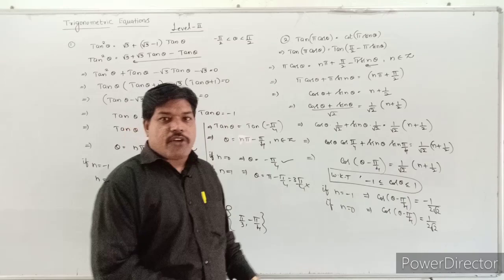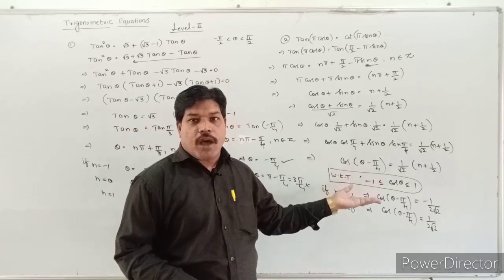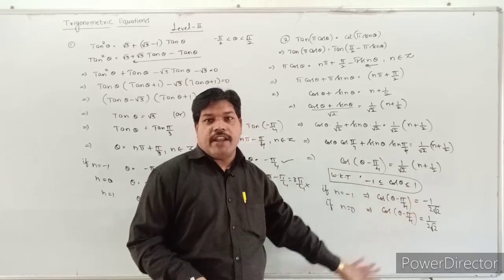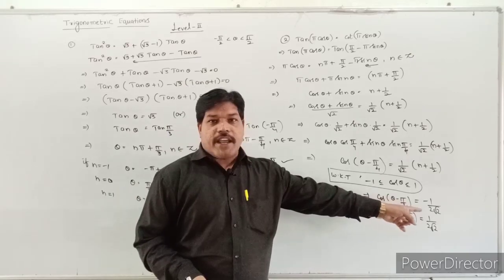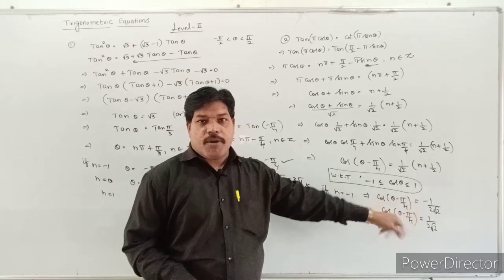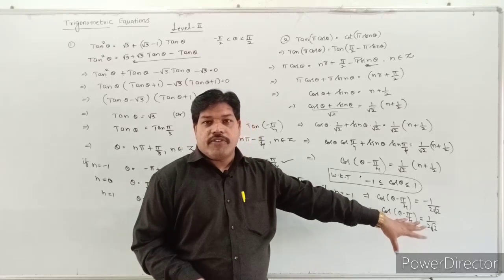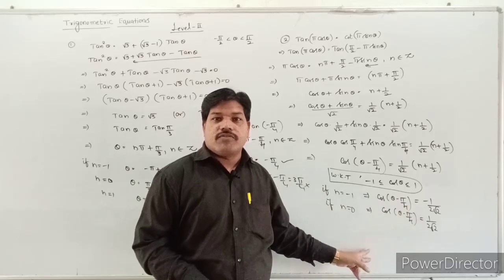If you take extra values, n is equal to 1, 2, 3 like this, you will get more than 1. But cos theta value lies in between minus 1 comma 1 only. So that's why I don't take any other values here. Only two values will exist. If n is equal to minus 1, you will get minus 1 by 2 root 2, which lies in between minus 1 comma 1. If n is 0, then cos of theta minus pi by 4 is 1 by 2 root 2, which also lies in between minus 1 comma 1. Only two values will be possible.